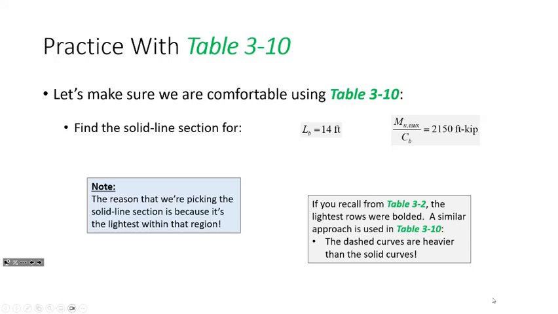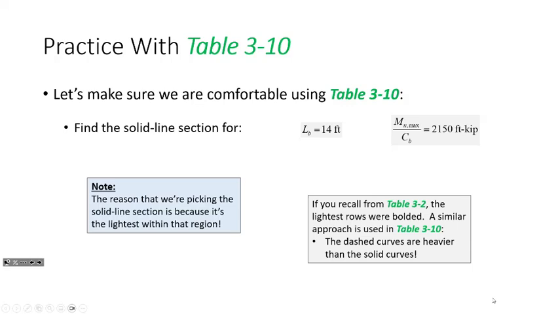Let's see, did you find it? Yep. Found it? So, you're on the right page. Okay, so 2150 is about right there. Then L over 14. So this is the point, about right there.